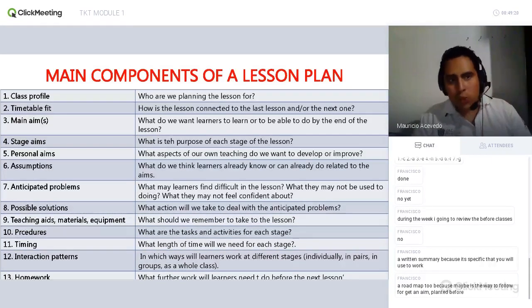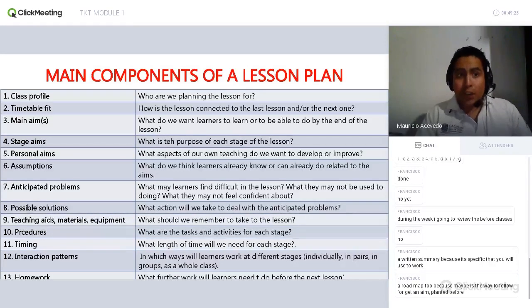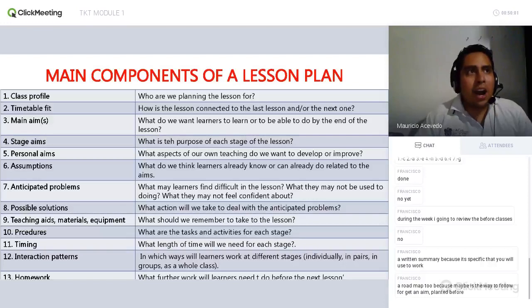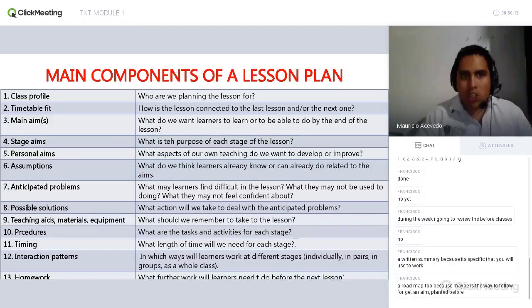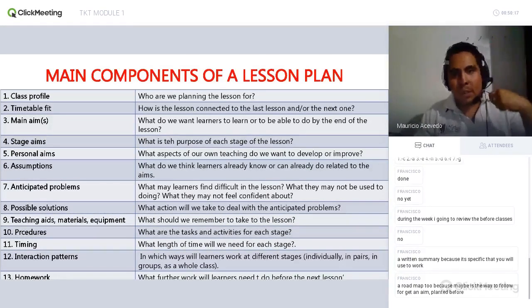Okay, then aspect number two, timetable fit. How is the lesson connected to the last lesson or the next one? So be careful, Francisco, because as you listen to or read the word time, you're thinking about hours, but it has nothing to do with that. Timetable fit means the knowledge that you saw previously in order to plan today's class, for example, or the sequence of previous lesson plans leading to this new lesson plan. So for example, right now we're talking about past continuous. We saw in the last class or previous classes the simple past, so that they can contrast, and also we saw the gerunds and so on. So this is the timetable fit. Okay, how you connect previous lesson plans with this new one.